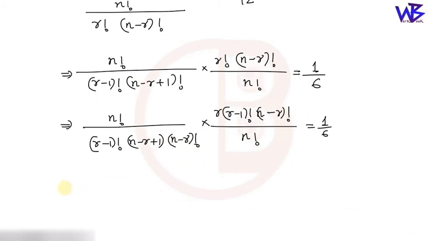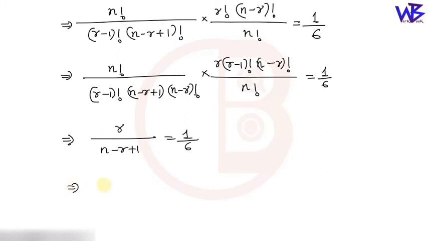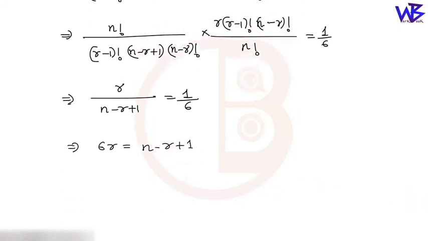Here n!, (r-1)! and (n-r)!, these three terms are present both in the numerator and denominator, so when they divide, they give 1. Finally we will have r upon (n-r+1) equal to 1 upon 6. If I cross multiply, I get 6r = n - r + 1. Writing n in terms of r, I get n = 7r - 1. Let this be equation number 2.